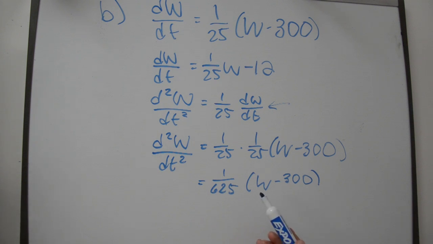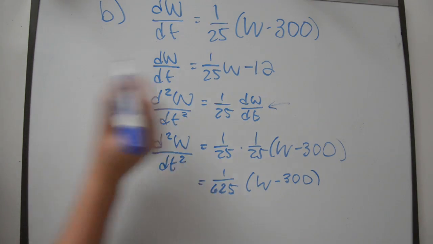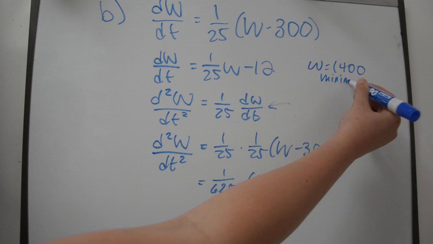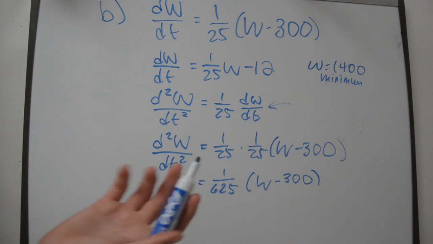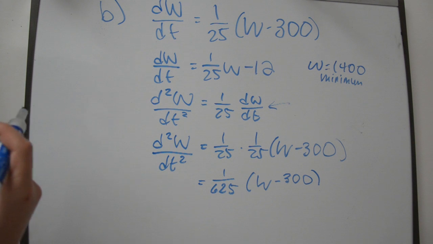So we know that W at the minimum is 1,400 according to the information that was already given to us, and it says that it is an increasing function, which means that 1400 is the minimum. So any number after that would not be lower than 1400. Any value after that in the function would not be lower than 1400.